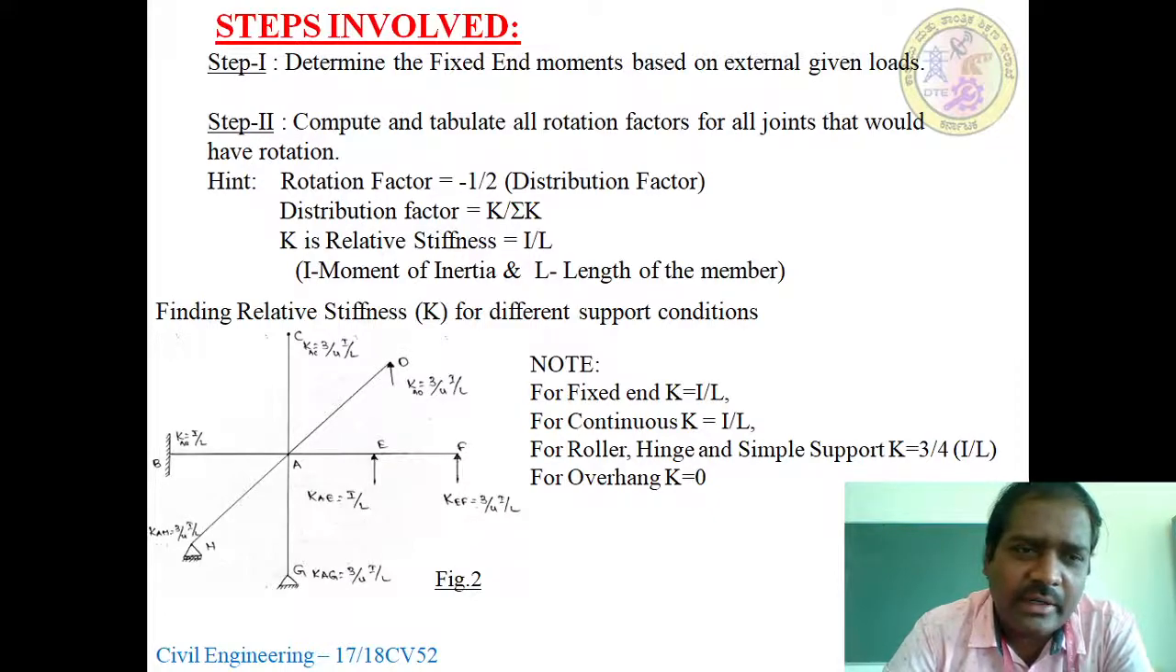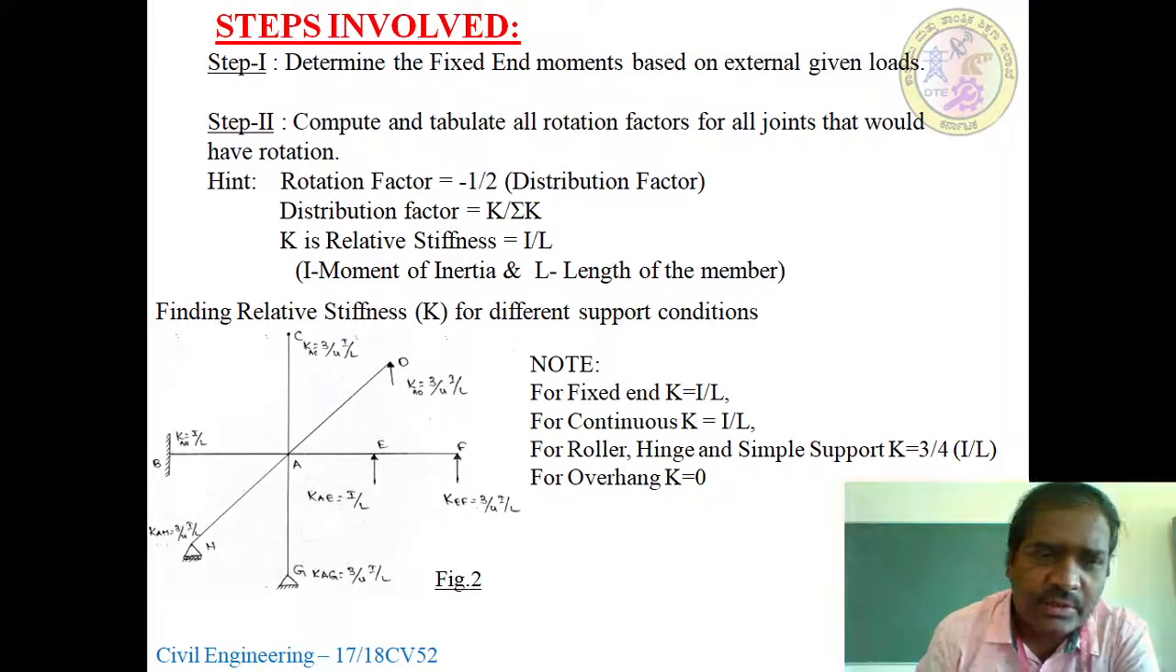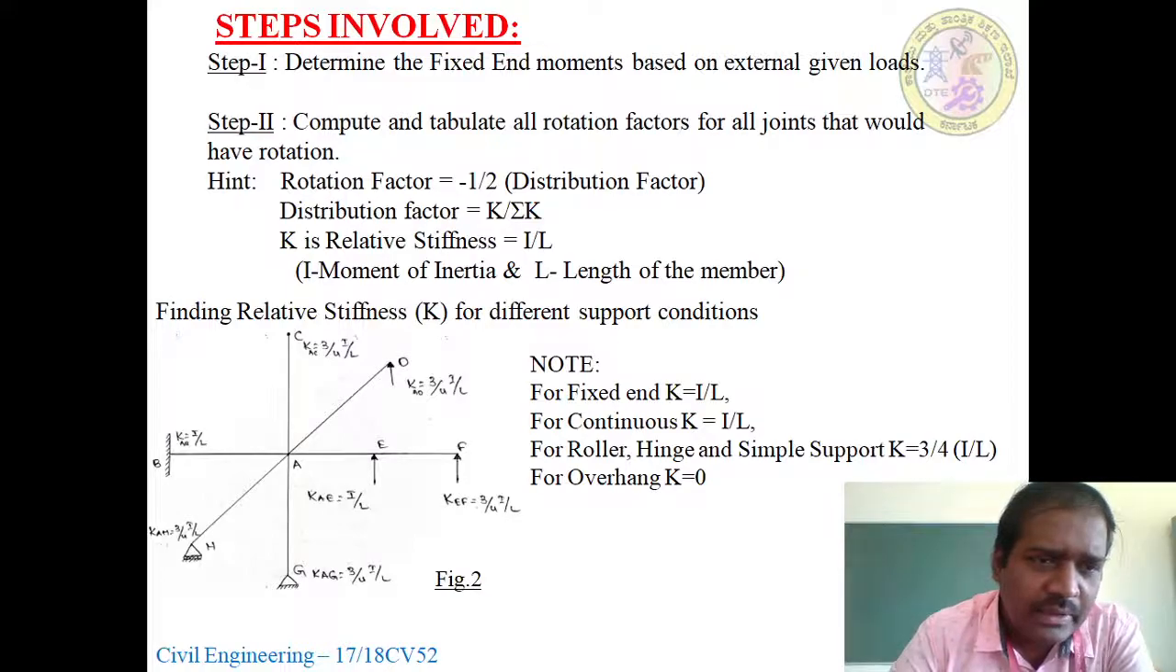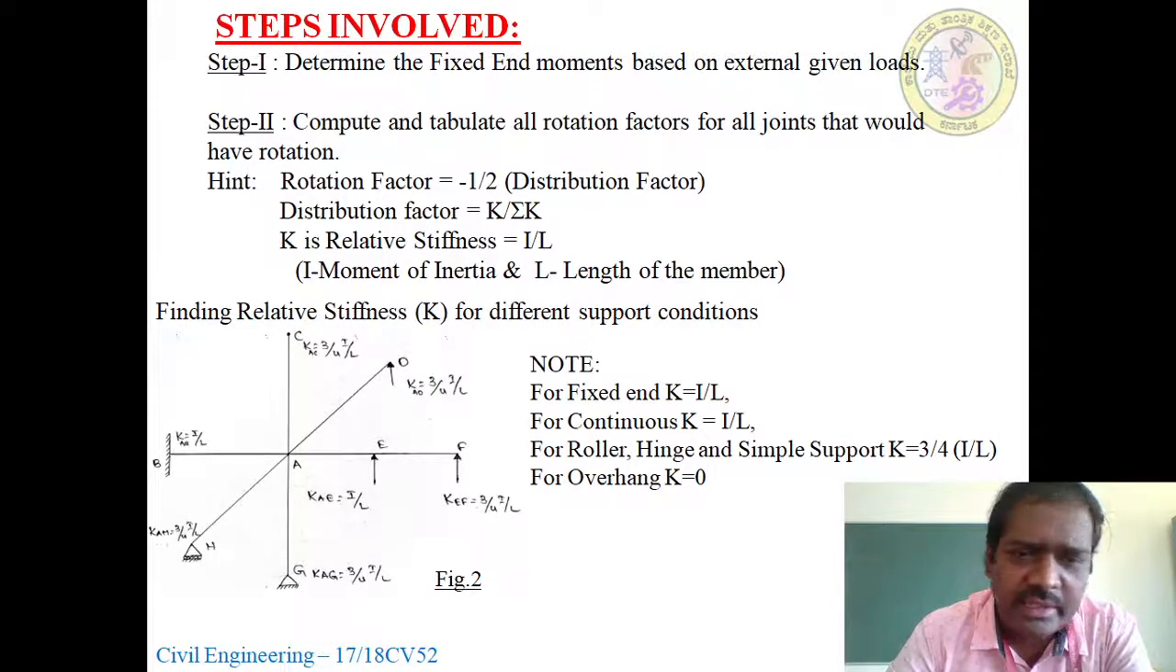Now I will repeat it. We are considering figure number 2. For A to B, K is equal to I by L. For AC, K is 3 by 4 I by L; for AD, 3 by 4 I by L; for AE, I by L; for AF, 3 by 4 I by L; and for AG, 3 by 4 I by L.